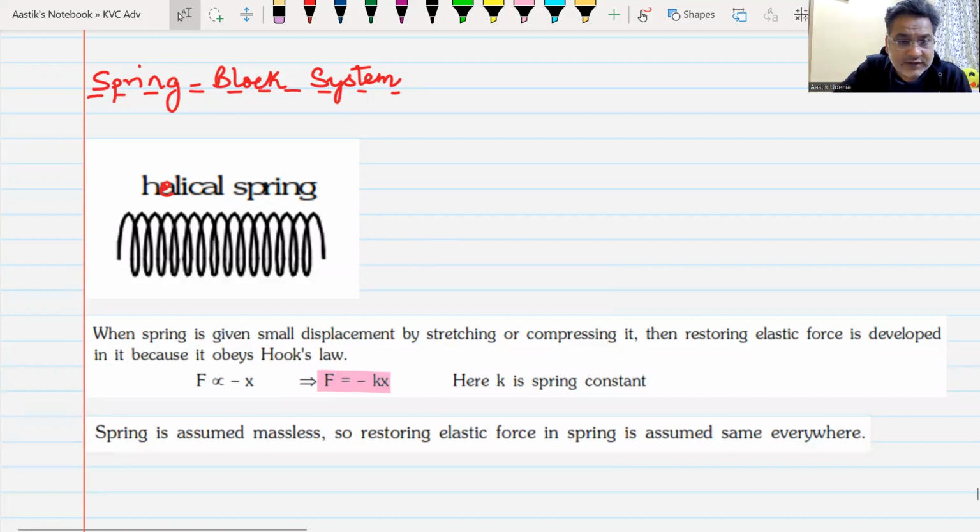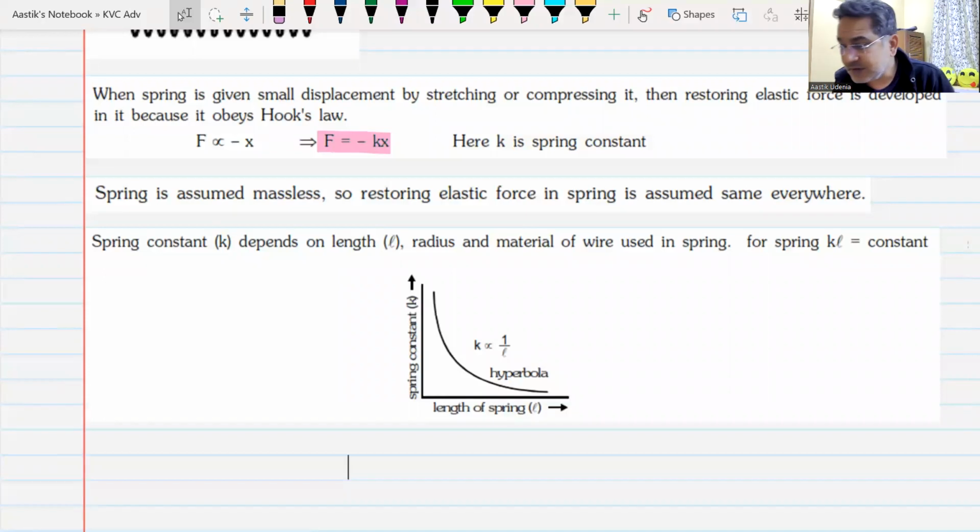Then one thing that you must always remember, that the spring constant of the spring is inversely proportional to the length of the spring. What do you mean by length of the spring? If I cut a spring into two parts, K into L is constant. That is what you have to remember. K into L is a constant for a given spring.